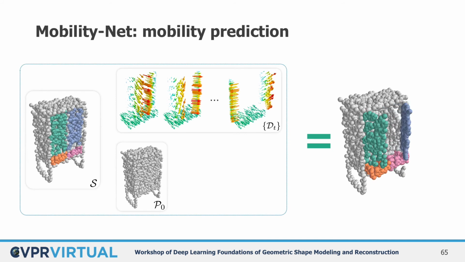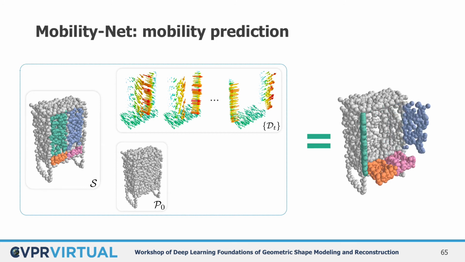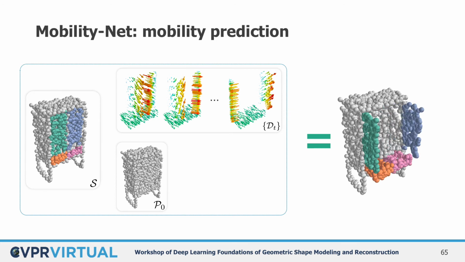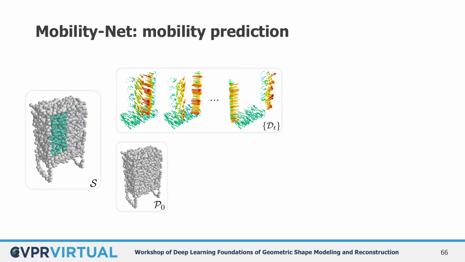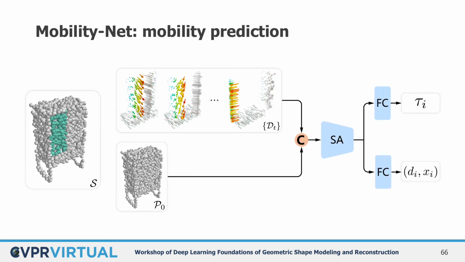Take the left door as an example. We take the corresponding set of displacement maps and concatenate it with the input point cloud to pass to an encoder and fully connected layers, then get the corresponding set of mobility parameters as illustrated here. The loss for the mobility prediction network ensures the correctness of the motion type, as well as the position and the direction of the axis for each segmented moving component.